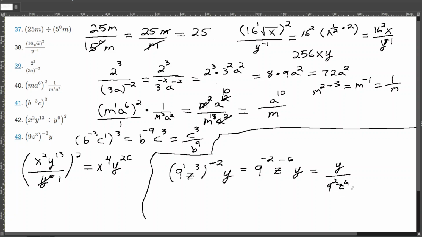Sorry, that's a horrible z. So that ends up being y. So we can square the 9, 9 squared, which is 81. And then that's z to the 6th. And that's all we can do for this one.